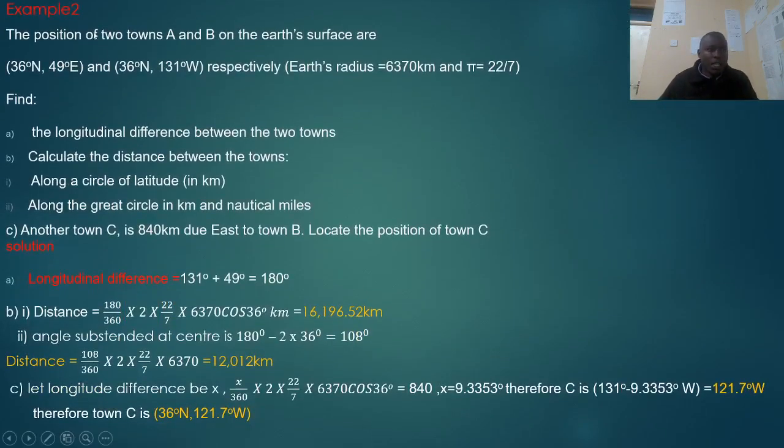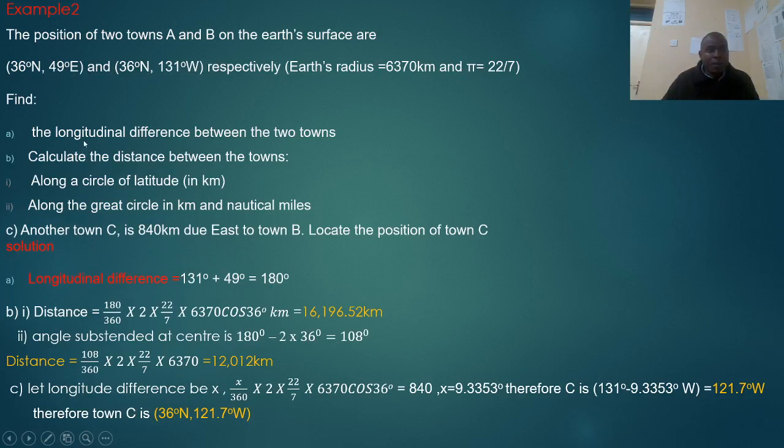Now let's talk about another example here. The positions of two towns A and B on the Earth's surface are 36 degrees north, 49 degrees east, and 36 degrees north, 131 degrees west, respectively. Earth's radius is given, and pi as 22/7. Find the longitudinal difference between the two points. Longitude difference is 131 plus 49. West and east, we add the two, which gives you 180 degrees.